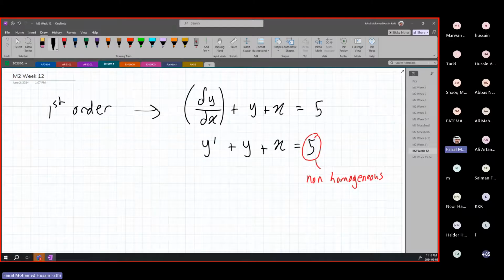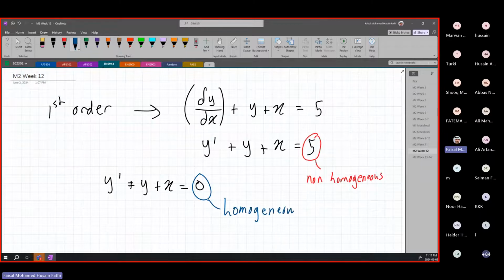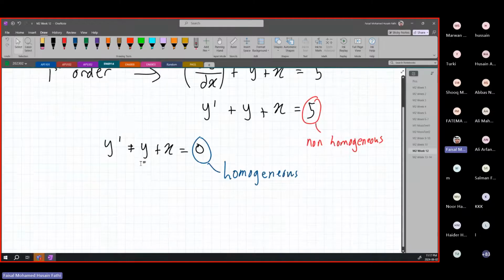If we had y prime plus y, the same equation, plus x equals 0, this is known as a homogeneous equation. Homogeneous meaning that it is equal to 0. There's no other function. There's no other constant here. And this is a homogeneous equation. And in our case, we are always going to be dealing with homogeneous equations. Okay.